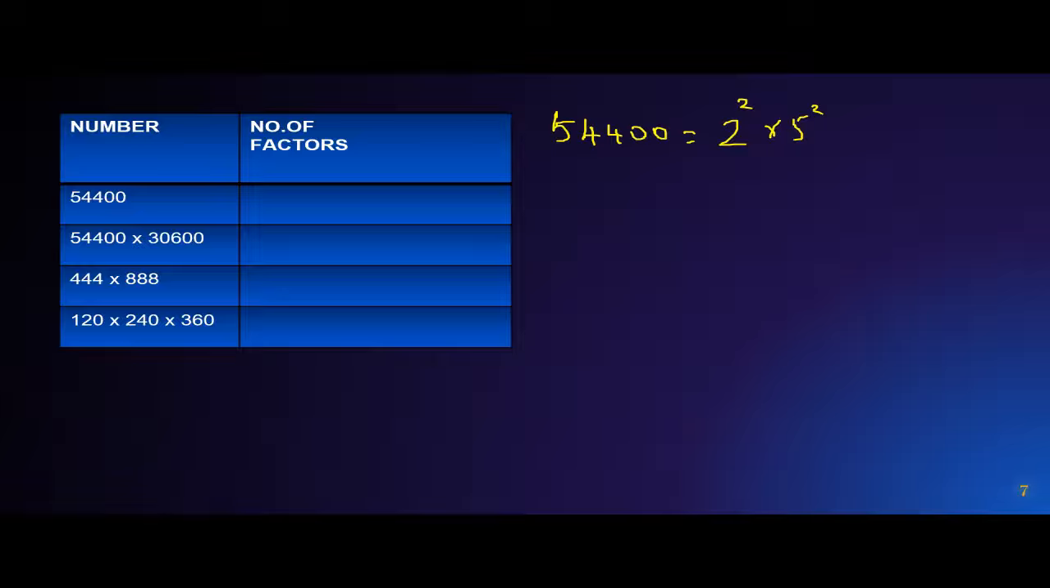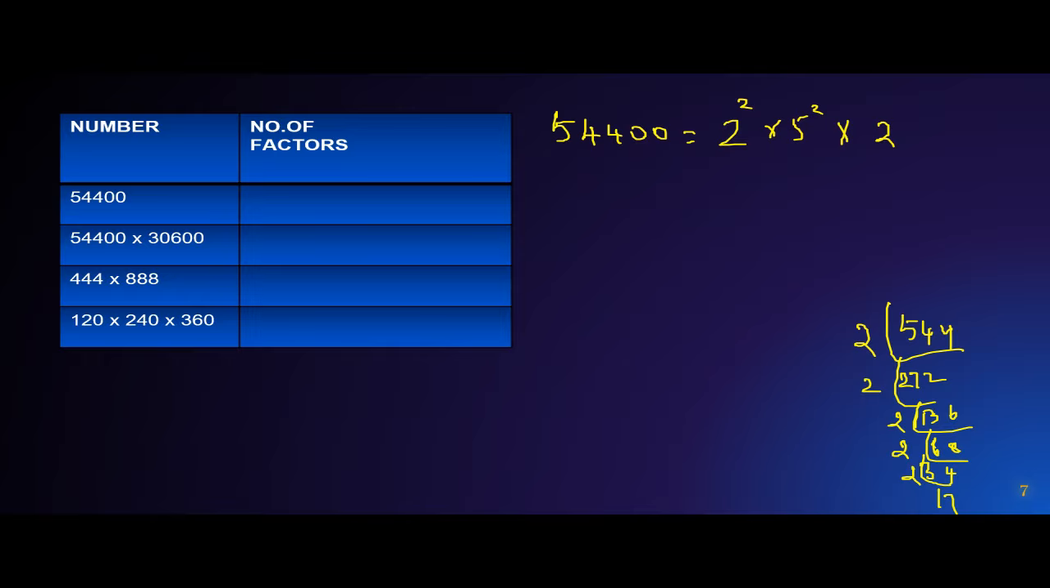I'm doing it here. So 544, I'll go with 2. That's very simple. So this will be 272, and again I'll take 2. So I'll get 136, and then again I'll go with 2. Now I'll get 68. Yes, that's right. 2, so 34. And again, when I go with 2, I'll get 17. So 17 is a prime number. I'll stop here. So 544 is nothing else but 2 power 1, 2, 3, 4, 5. So 2 power 5 into 17 power 1.